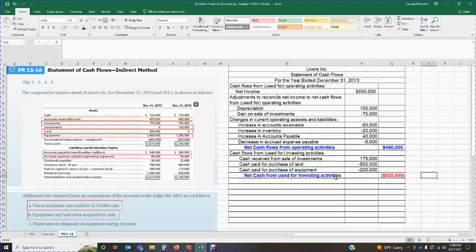So we spend quite a bit of money in our investing activities. We spend money on land and on equipment. We spend more than what we received. We sold an investment, but then we used a lot of the money that we generated from our operating activities to purchase some land and equipment. The next category that we have is cash flows from or used for financing activities.